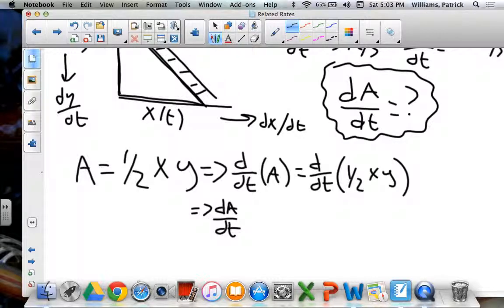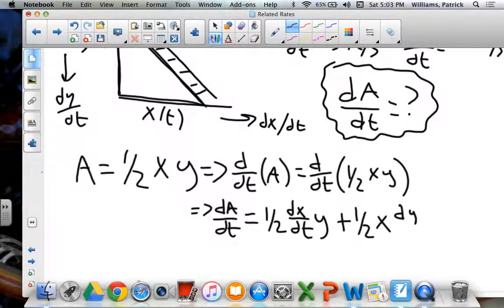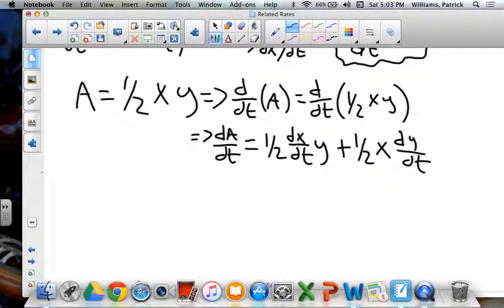Now when we take the derivative of the second side, we're going to get the product rule that comes out of that. So that's going to be 1/2 the derivative of x with respect to t, which is dx/dt, times just y, plus 1/2 x times the derivative of y with respect to t, which is dy/dt. And in this one, this is just straight plug and chug to find this answer. We already have dA/dt right there, so we just got to plug in all the values, all right?